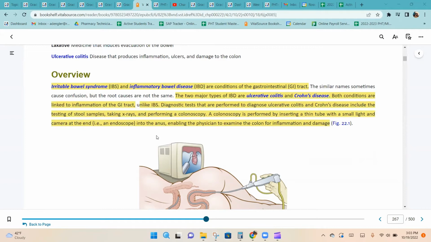Diagnostic tests that are performed to diagnose ulcerative colitis and Crohn's disease include the testing of stool samples, taking x-rays, and performing a colonoscopy. Colonoscopy is performed by inserting a thin tube with a small light and camera at the end into the anus, enabling the physician to examine the colon for inflammation and damage.